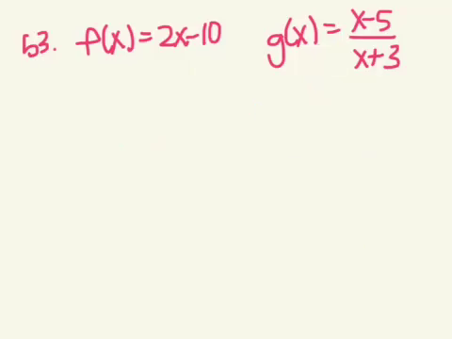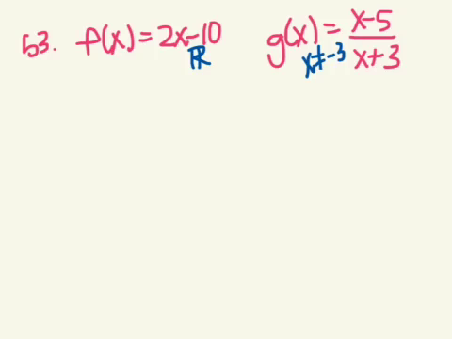Number 53 asks us to find f of x divided by g of x and state any domain restrictions. So again, we need to check at the beginning any restrictions. So f of x doesn't have any, it's just a line. There's no gaps, no holes, nothing that will cause it to be undefined. But for g of x, -3 would cause that denominator to equal 0. So we need to make sure that at the end we definitely exclude -3.